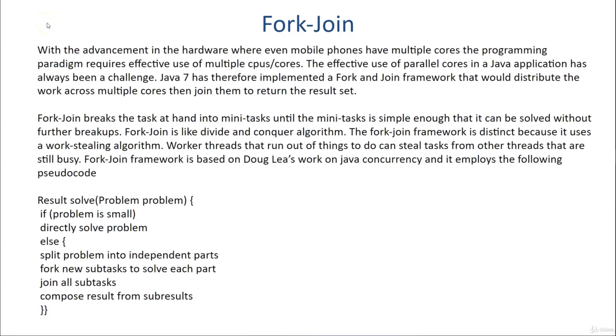In this section, we'll be looking at the fork join framework. With the advancement in hardware, where even mobile phones have multiple cores, the programming paradigm requires effective use of multiple CPUs/cores. The effective use of parallel cores in Java applications has always been a challenge. Java 7 has therefore implemented a fork and join framework that would distribute the work across multiple cores, then join them to return the result set.